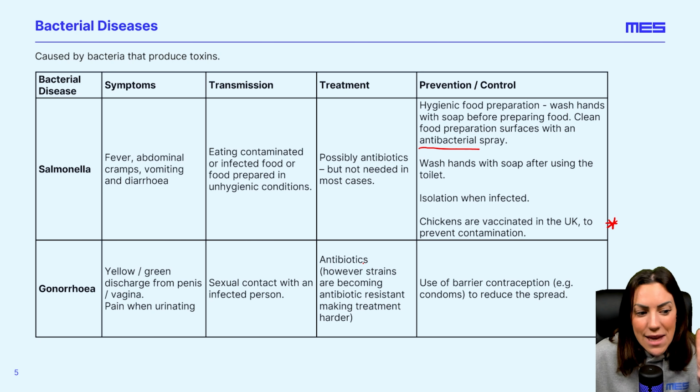Now, this would be treated with antibiotics. Obviously, it's a bacterial infection. Antibiotics kill bacteria. However, strains are becoming antibiotic resistant, which is making treatment harder. Remember, scientists are always working on developing new and different antibiotics to combat this antibiotic resistance, but it does take time to develop new antibiotics, and it is an expensive process. To reduce or prevent the spread, you need to use barrier methods of contraception, such as condoms, so the bacteria does not spread from an infected person to an uninfected person.